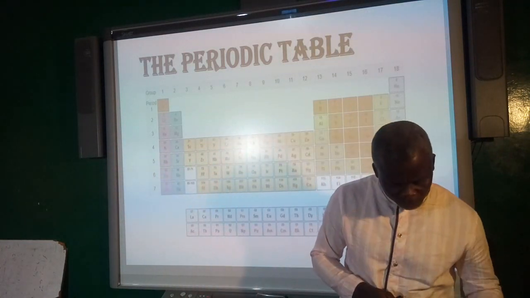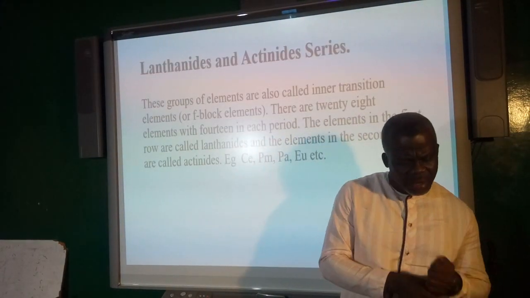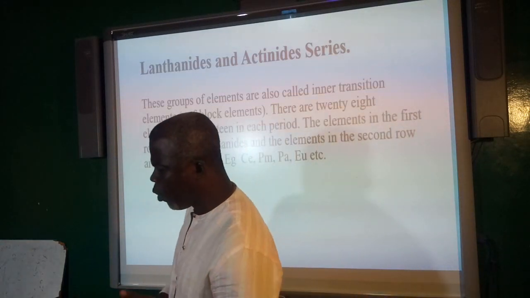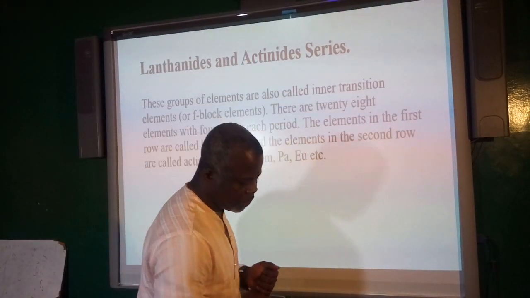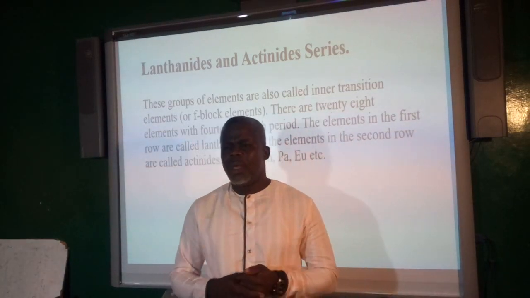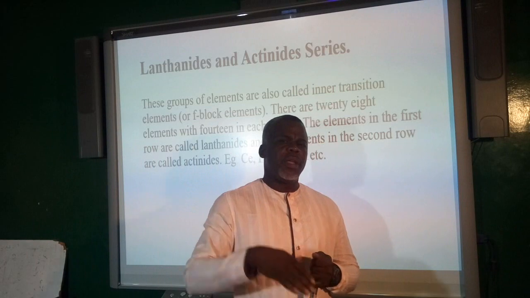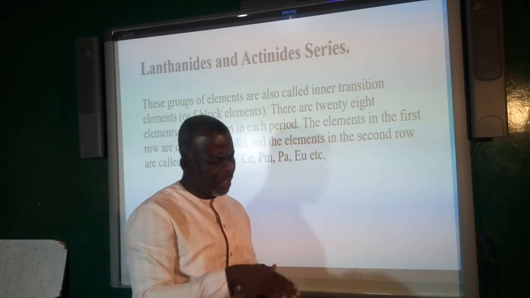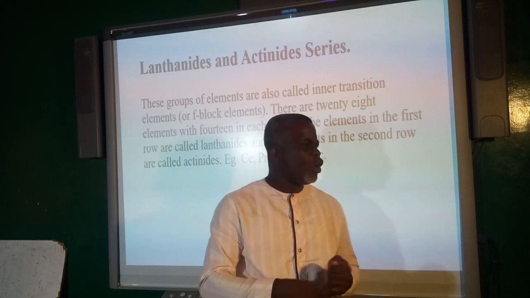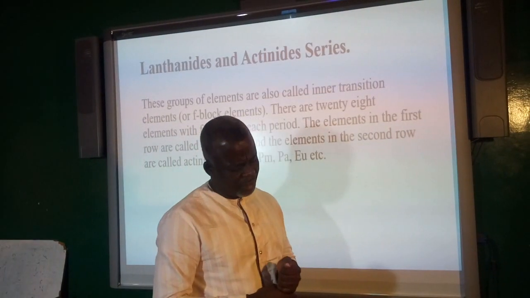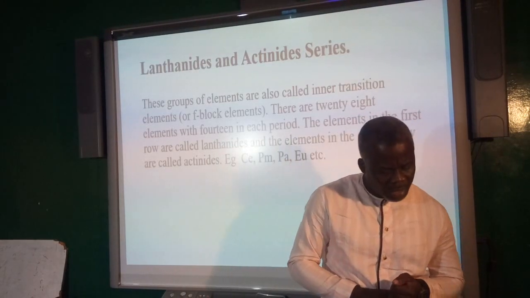The next classification is the lanthanide and the actinide series. These groups of elements, normally their valence electrons fall into the 4f and the 5f subshells. They are made up of 28 elements, 14 in each row. The first row is the lanthanide, and the second row is the actinide. And by WASSCE, we don't meet these elements. They don't normally come in our exams, so we will not spend much time on the lanthanide and the actinide.